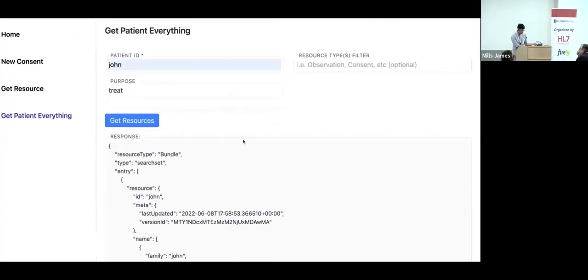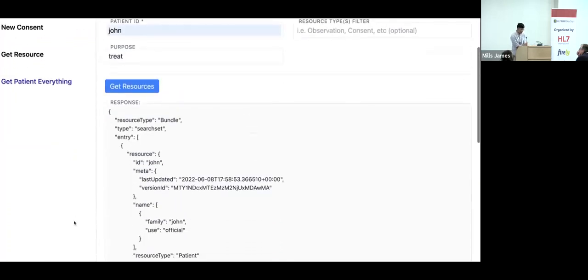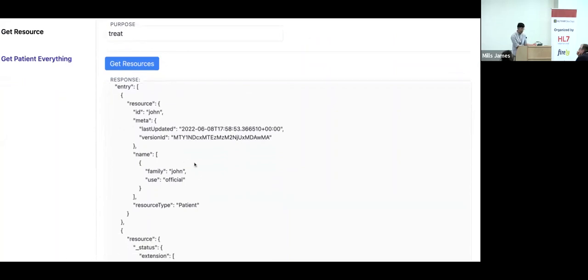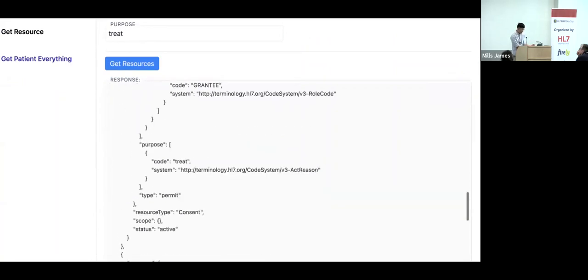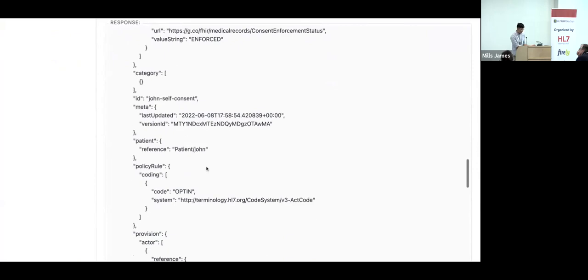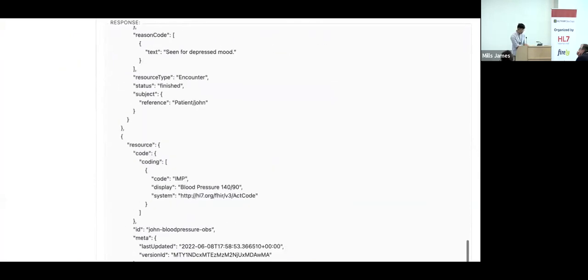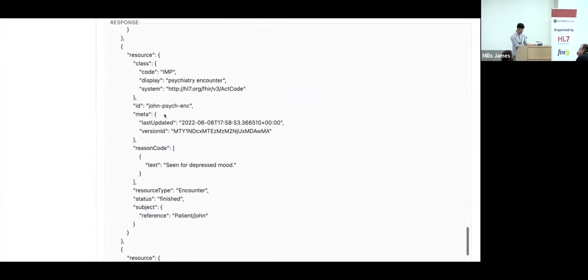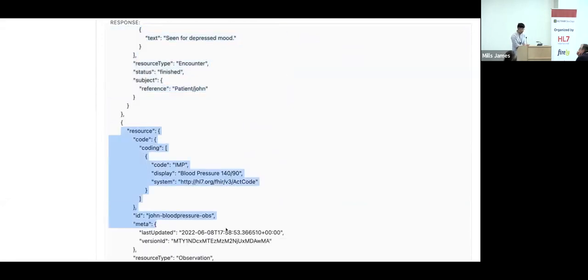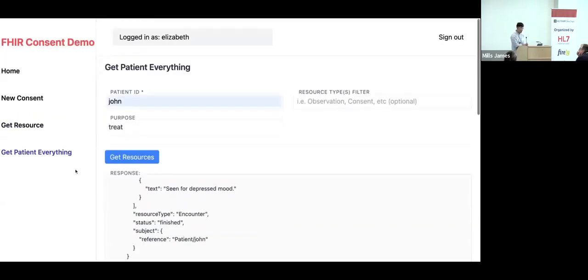Okay, so you can see with the purpose of treatment, I'm able to see John's FHIR bundles. There's a bunch of resources here, the ones that I mentioned. Here's a resource for an encounter, a psychiatry encounter seen for depression. Here's another resource, the observation, blood pressure 140/90. So that is what we expect.